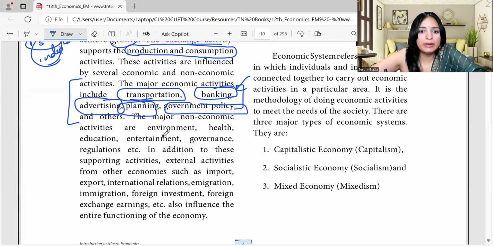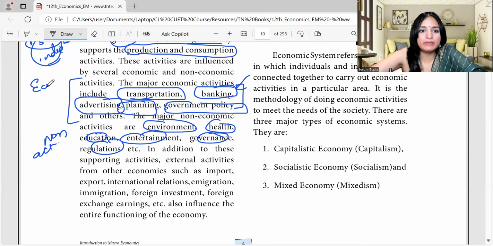Okay, the major non-economic activities are environment, health, education, entertainment, governance, regulation, etc. These are the non-economic activities. You understand the difference between economic activities and non-economic activities.